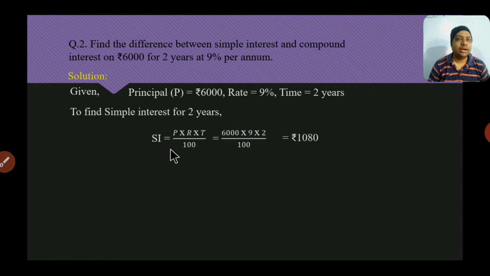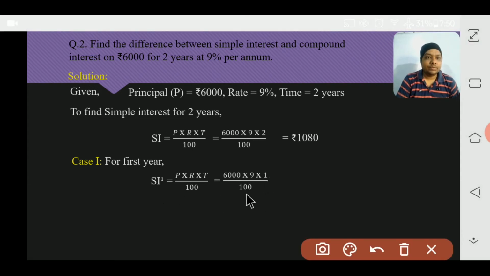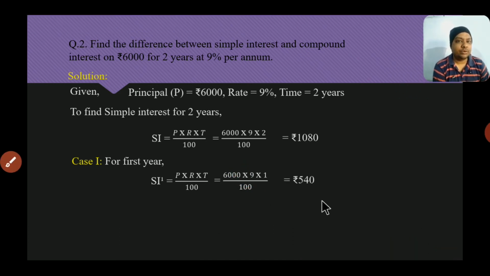Done. Now we have to find the compound interest. So in case 1, for first year it means we will take time 1 year. So simple interest for the first year will be P into R into T by 100. Now P 6,000 and here we will take 1. So it will be 20 and 20 will cancel. Now it will be 540. That will be the simple interest for the first year.